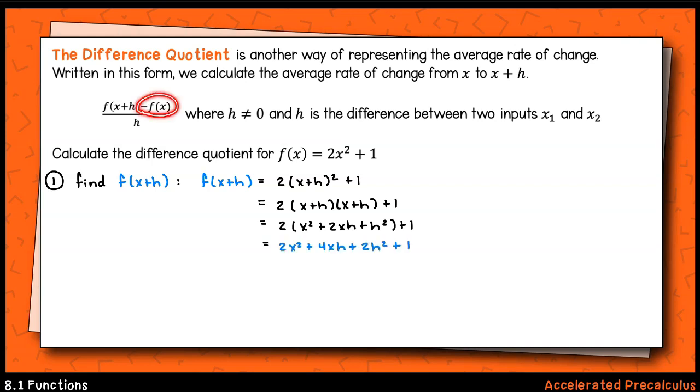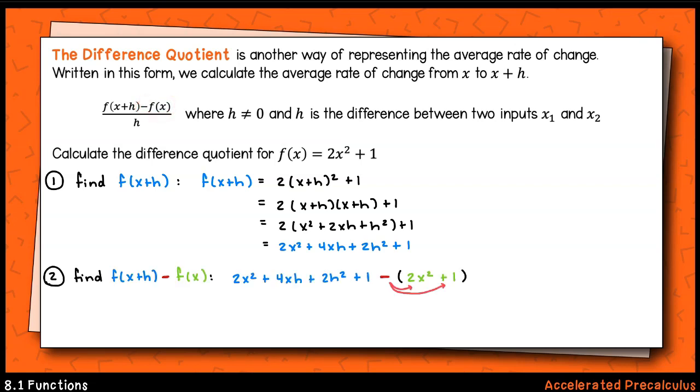The second term in the numerator is just the function rule itself, f of x. So we'll go ahead and find the difference, which means that we'll subtract the first and second terms, f of x plus h minus f of x. Now be careful, you need to remember to apply the subtraction to both the 2x squared term and the plus 1 term. Then combine your like terms. So our numerator will be 4xh plus 2h squared, and this will sit above our denominator, which is h.